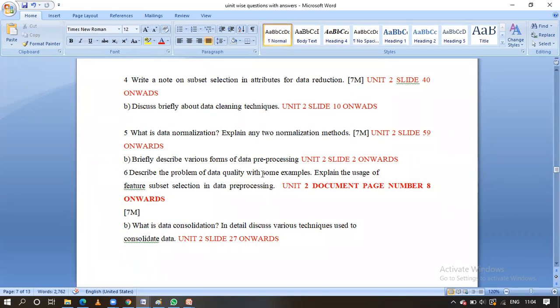Describe the problem of data quality with an example. Also explain the usage of feature subselection. This one we already discussed, guys. To write about data quality, you can write about data cleaning. Problems of data quality means you can write about data cleaning.